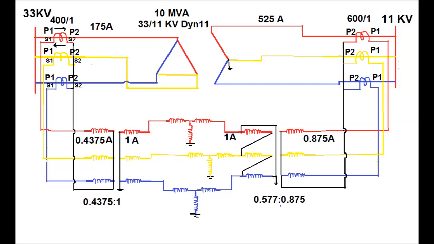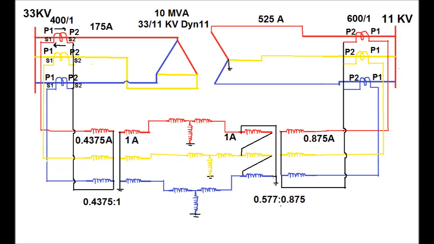Again, since the HV side full load current is 175 ampere and LV side full load current is 525 ampere, for the flow of the primary side full load current, that is 175 ampere, the ICT's ratio should be such that 1 ampere current flows in the restraining coil of the differential relay. Again for the LV side, for the primary current of 525 ampere, the restraining current should be 1 ampere in magnitude.